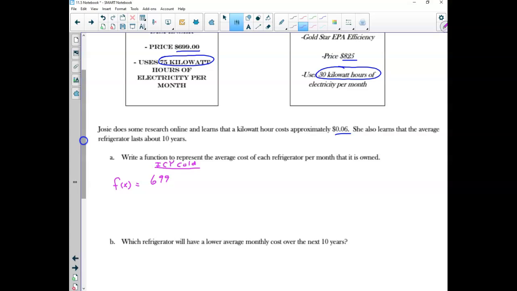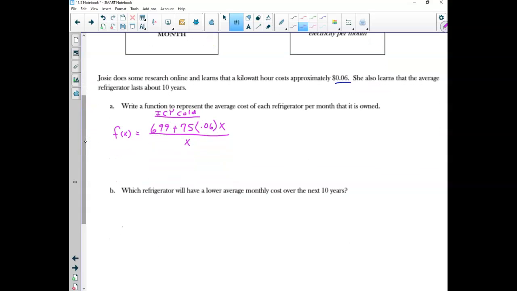But that's not it. These things cost even more because every month we got to add, okay, it's going to be 75 kilowatt hours that thing's going to use. Each kilowatt hour is 6 cents, and we're going to be paying that charge recurring every month. And if we divide that by X months, we will have our average cost, okay?